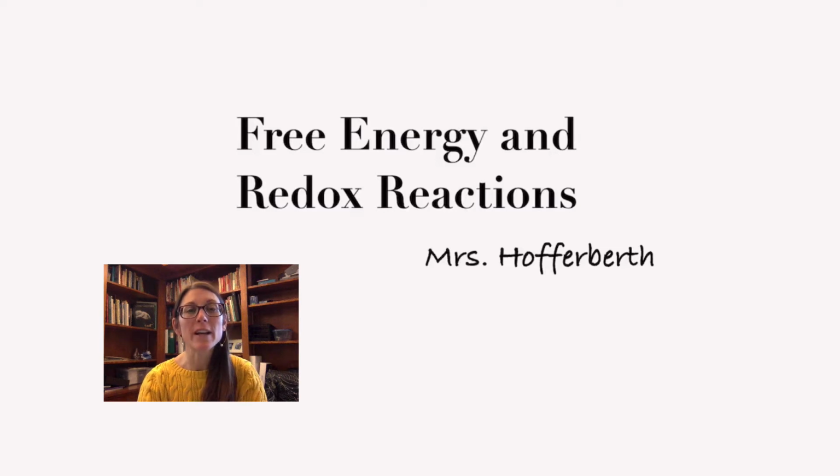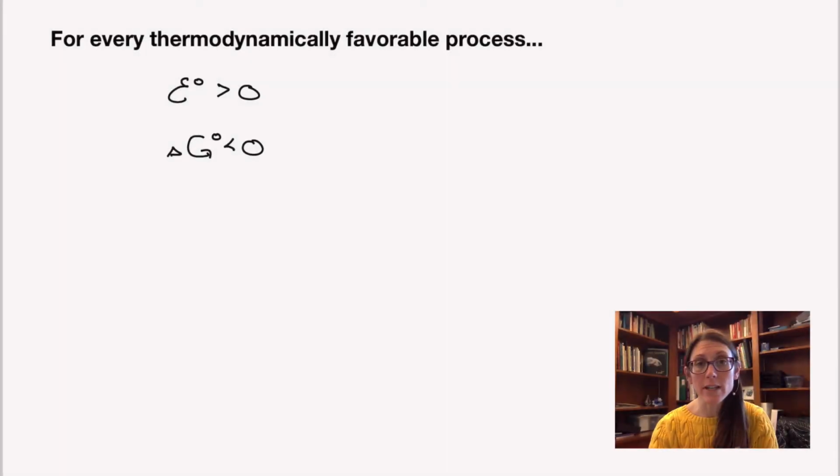Welcome back, everybody. Let's talk about the connection between redox reactions and free energy. So we've already said that for a thermodynamically spontaneous process, the cell potential, or E naught, for a redox process is going to be greater than 0. It'll be positive. We also know that delta G naught, the change in Gibbs free energy for a spontaneous or thermodynamically favorable process, is negative. There's got to be a connection here.